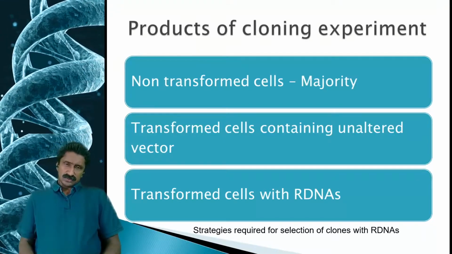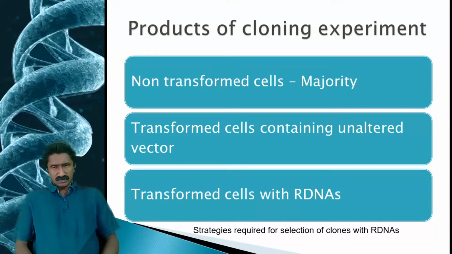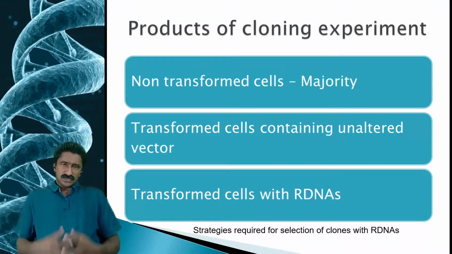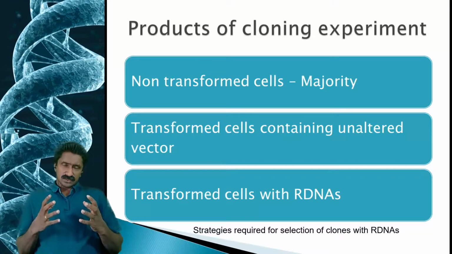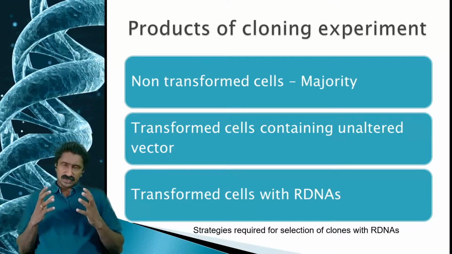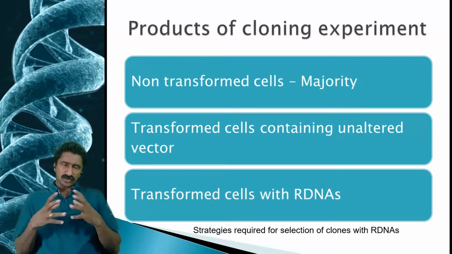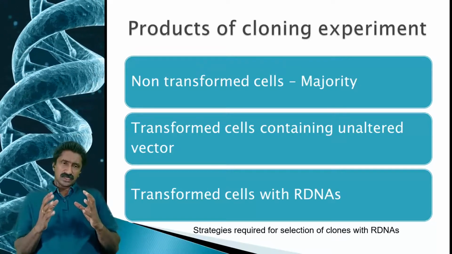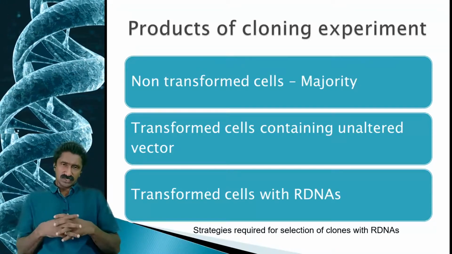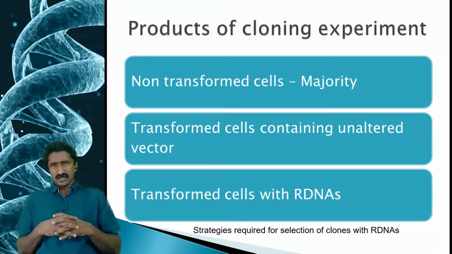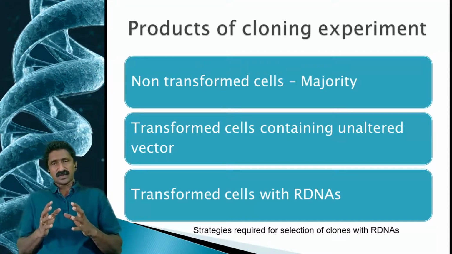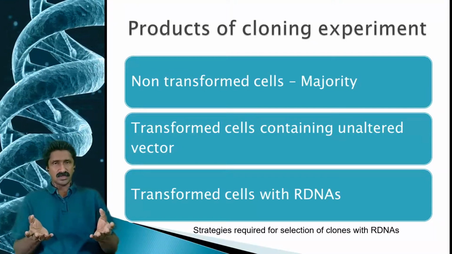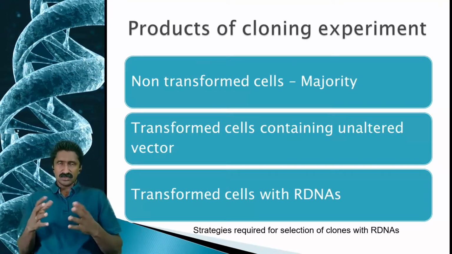So here, when we come to the products of the cloning experiment, or the construction of the recombinant DNA, we have three different possible outcomes out of that experiment. The first one is the production of non-transformed cells. That means the host cells were not at all incorporated with the concerned DNA insert or the vector.